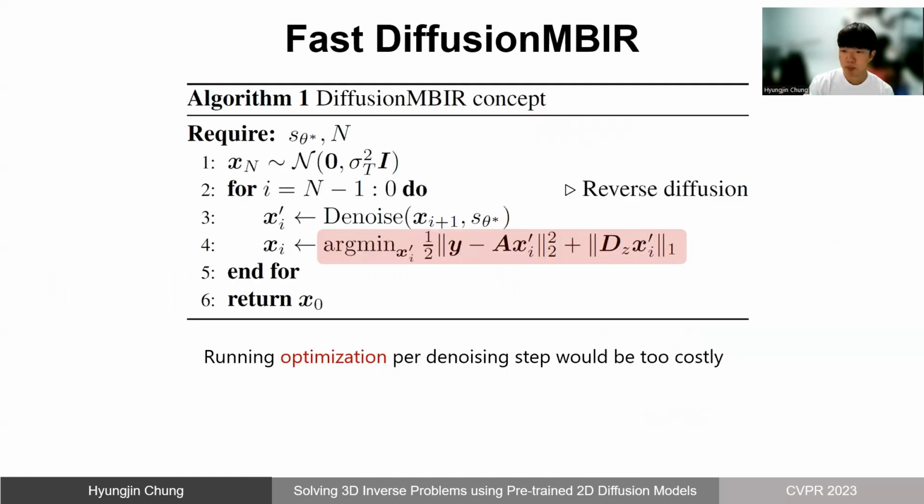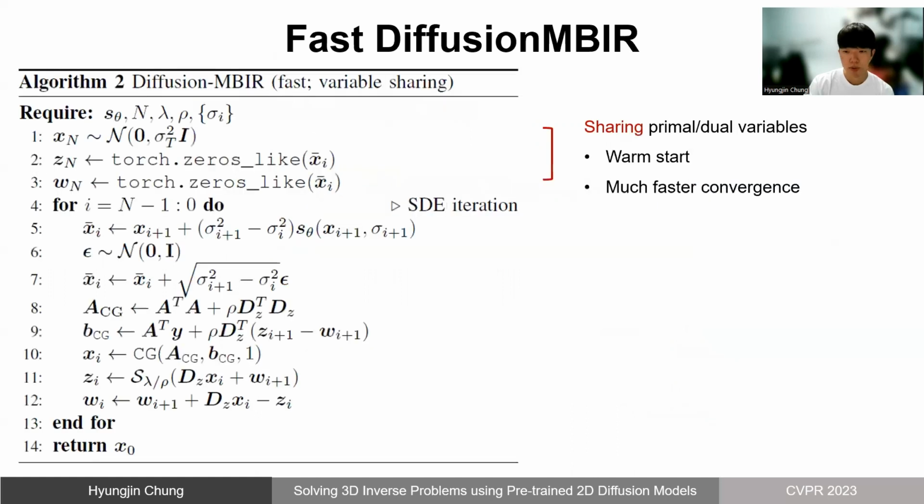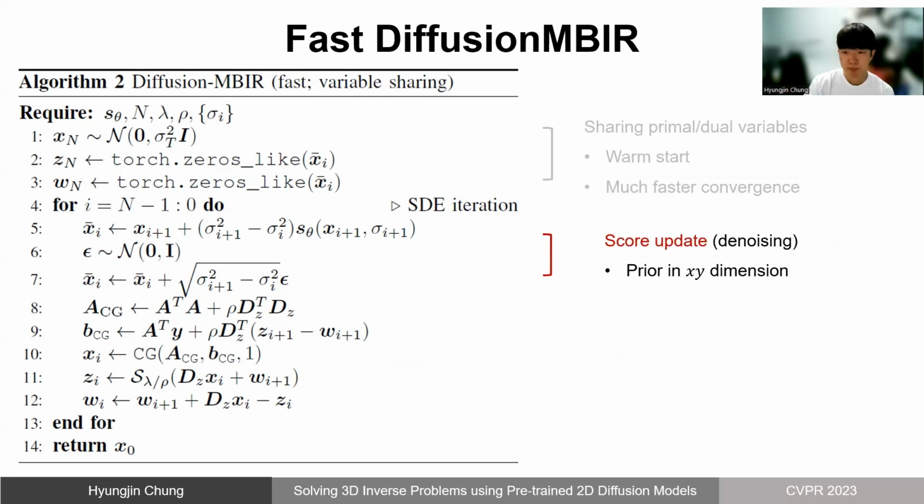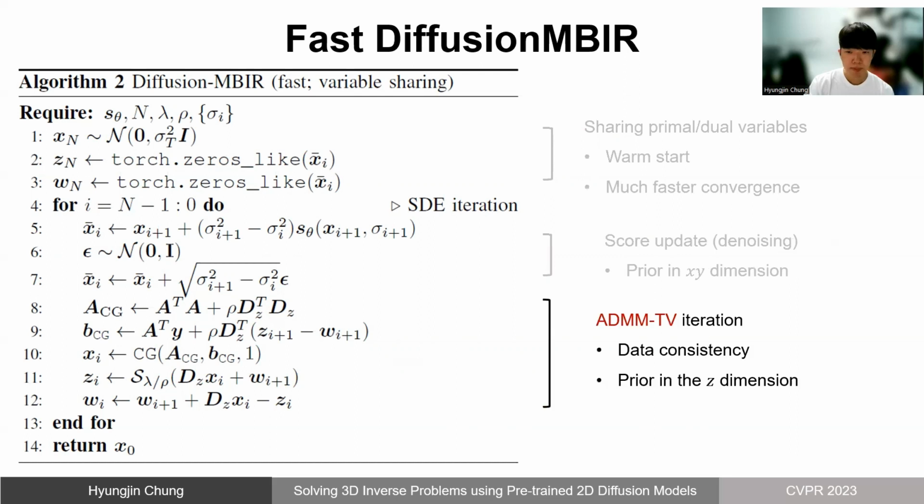However, applying these optimization steps at every iteration of denoising will result in sampling steps that are too slow. In order to yield a fast sampler, we propose to share the primal and dual variables of the ADMM optimization steps across the whole reverse diffusion sampling steps. When we implement the algorithm as such, we are able to achieve fast convergence with only a single iteration of ADMM and a single iteration of conjugate gradient between each denoising step.